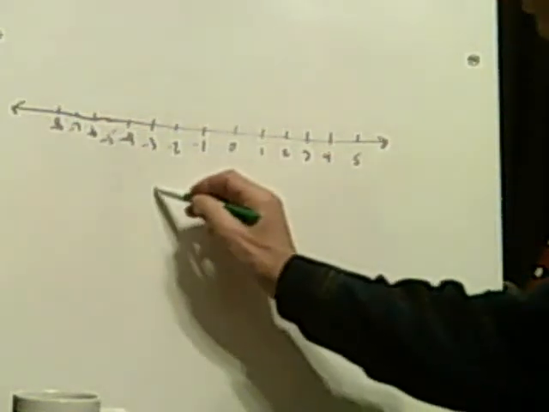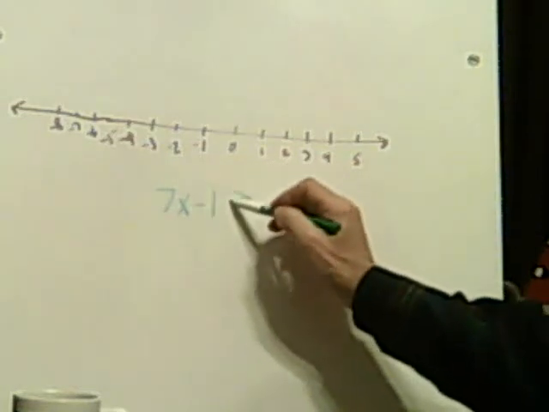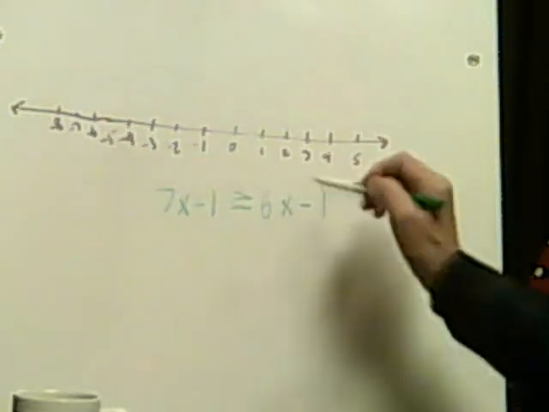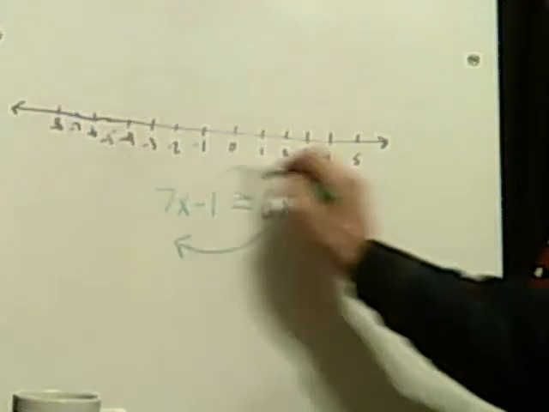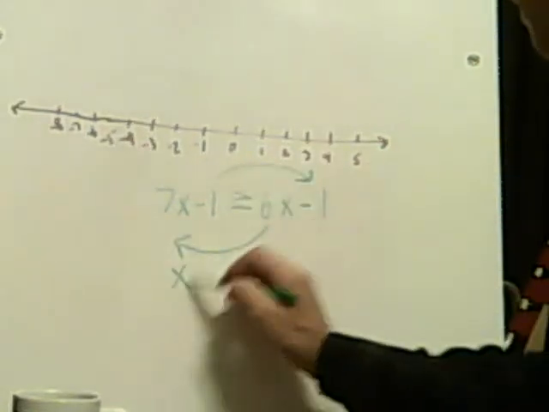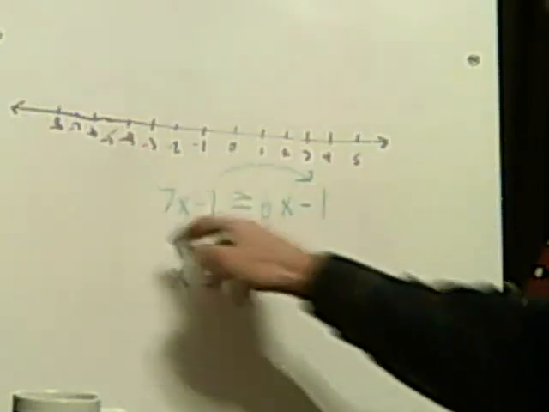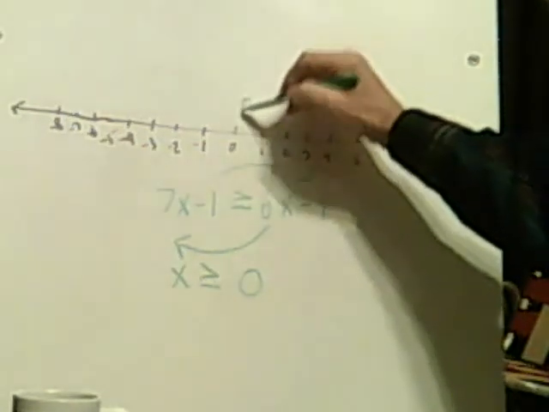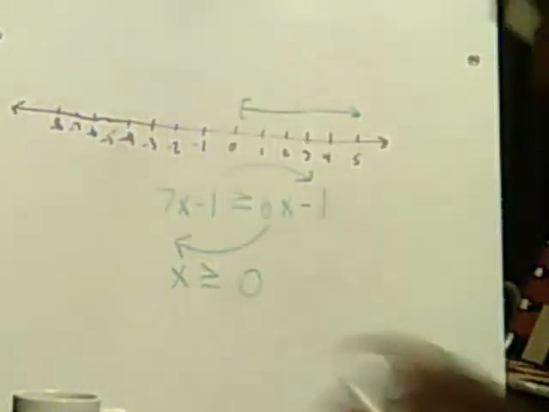Okay, number 16 says 7x minus 1 is greater than or equal to 6x minus 1. Okay, so let's get the x on one side and the 1 on the other side. So we end up with x is greater than or equal to 0, because that becomes a plus 1. 7x minus 6x. X is greater than or equal to 0, so that means it's going to be like this. It's going to include 0, and it's going to be everything greater than 0.